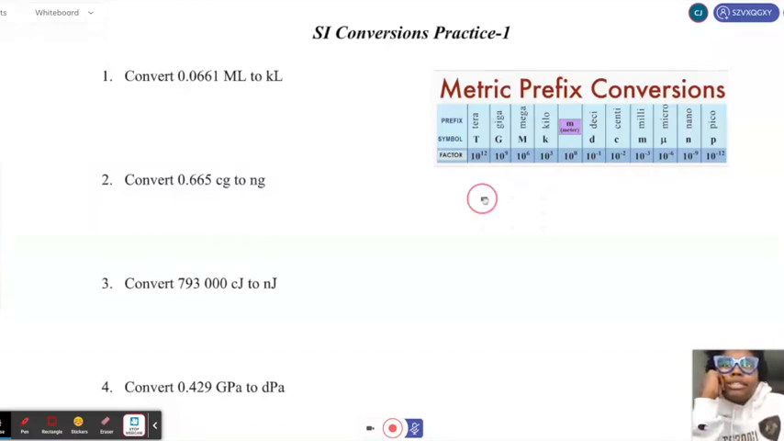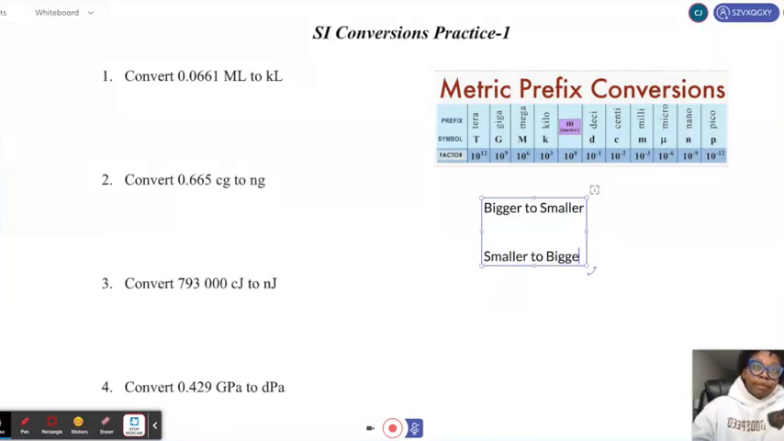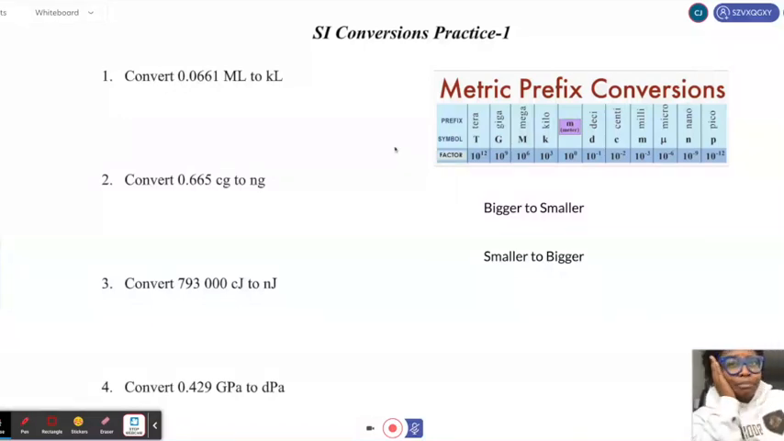First thing you want to know is, are you going from a bigger SI unit to a smaller unit, or are you going from a smaller unit to a bigger unit? This really sets the pace on what you're actually going to do and what mathematic function you're going to do. If you're going from bigger to smaller, you're going to add your factors. If you're going from smaller to bigger, you're going to subtract your factors. Now we're going to work some problems just to clarify what that means.